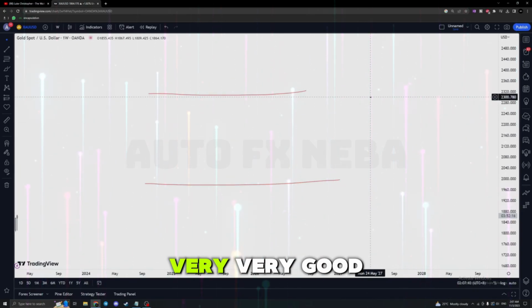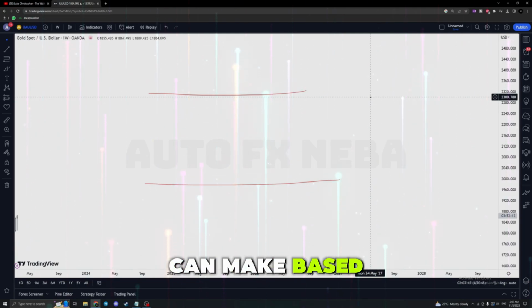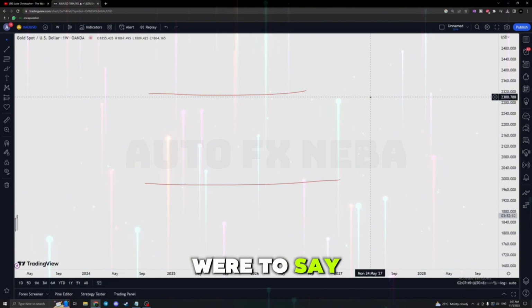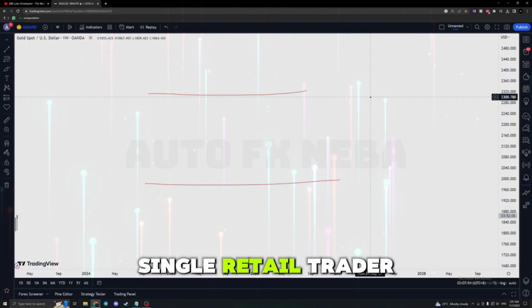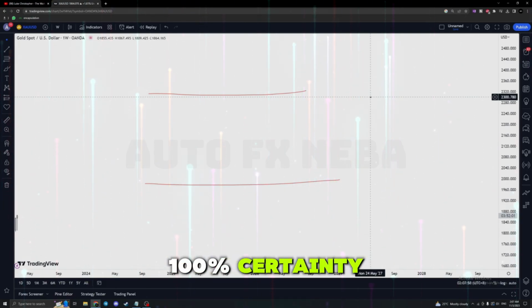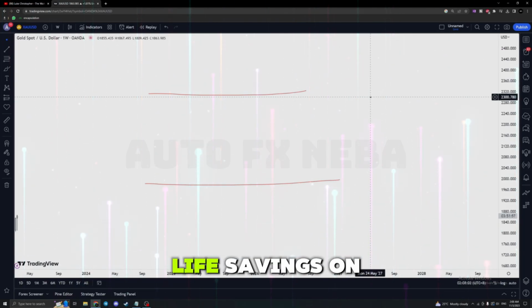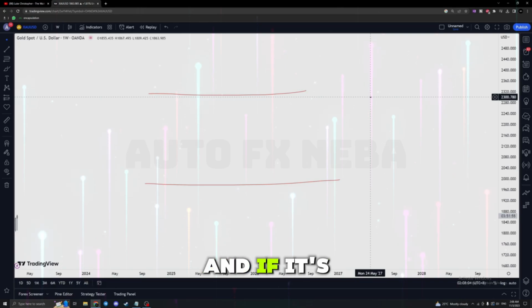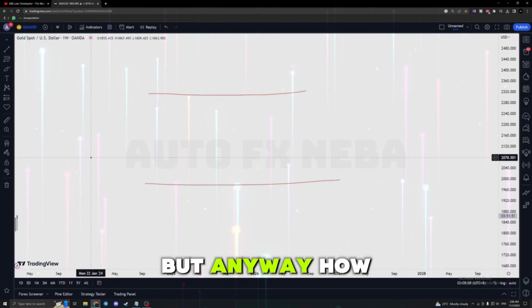We have a very, very good speculation that we can make based on probability, but if someone were to say, can you confirm this is where price will turn? Not a single retail trader such as myself can actually tell you that for 100% certainty. A great test would be this: bet your entire life savings on a price turn, and if it's successful, then that's the person that probably works with the banks. But anyway, how does this work?